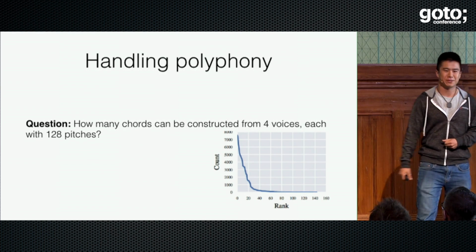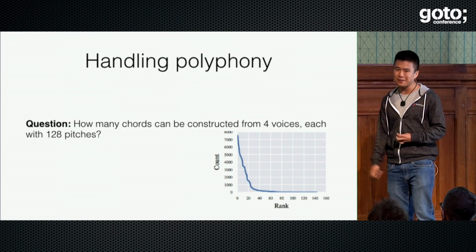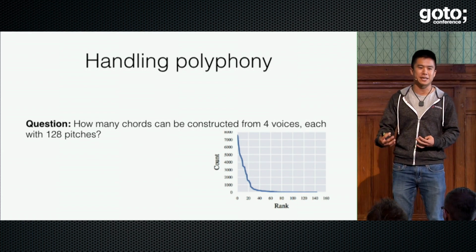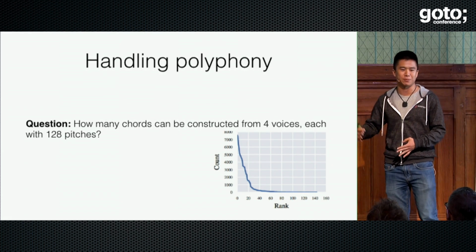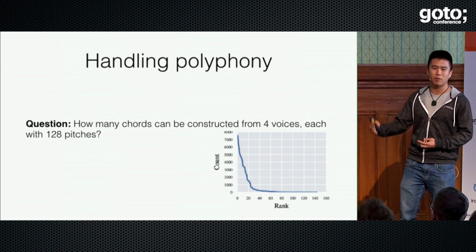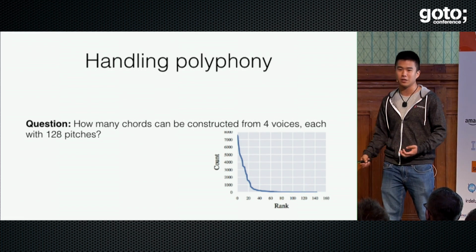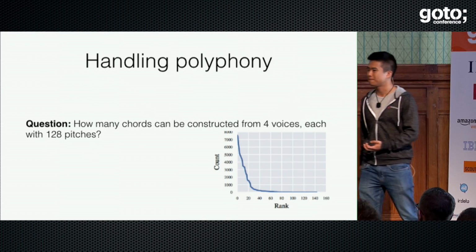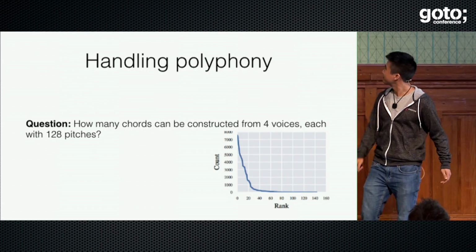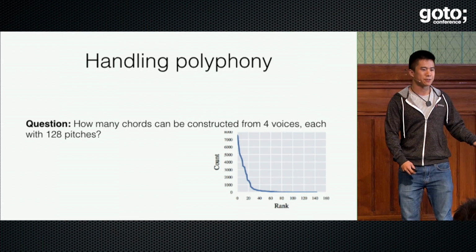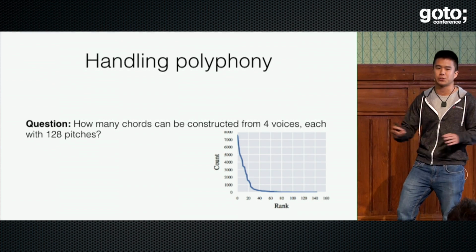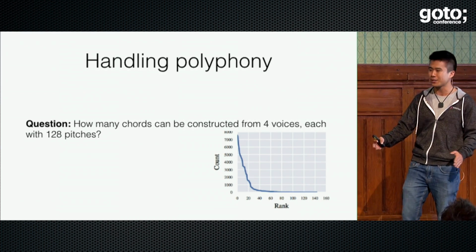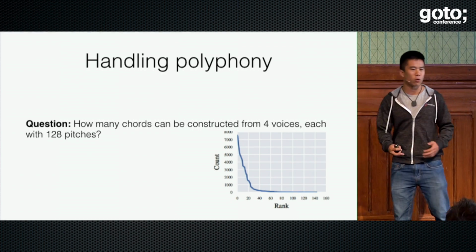The last challenge, polyphony. Polyphony is the presence of multiple simultaneous voices. So far, in the examples that I've shown you, you've just heard a single voice playing at any given time. But a chorale has 4 voices: the soprano, the alto, the tenor, the bass. And so here's a question for you. If I have 4 voices, and they can each represent 128 different pitches, that's the constraint in MIDI representation of music, how many different chords can I construct?